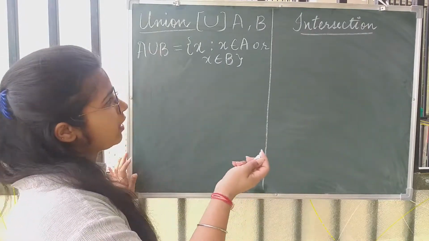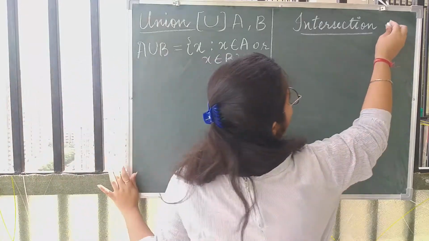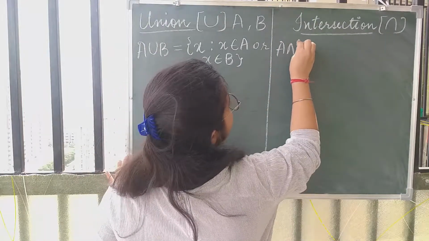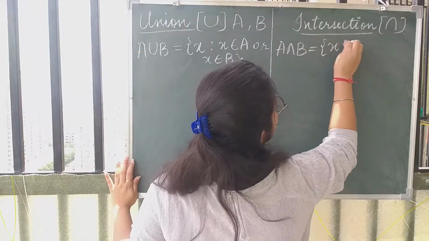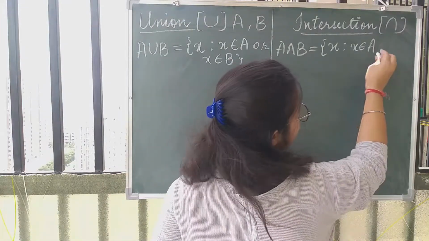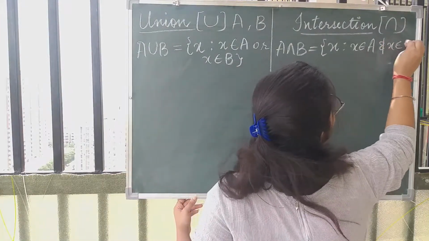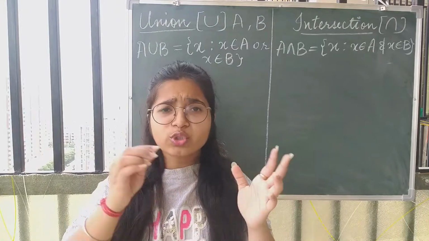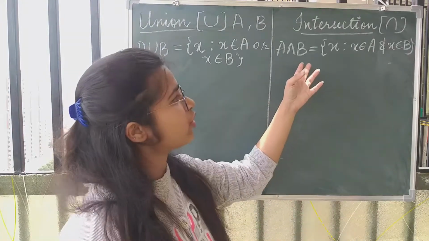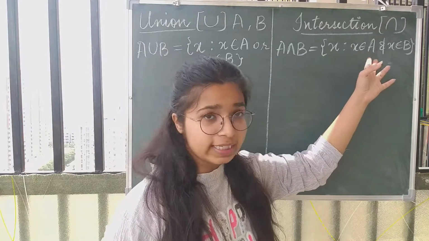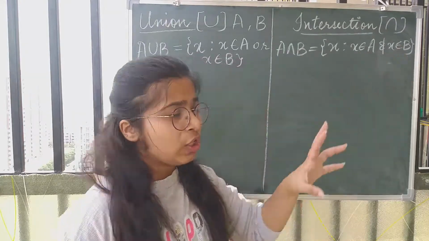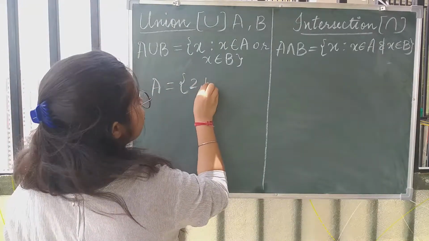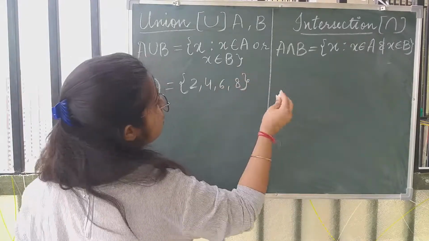Similarly, intersection is sort of opposite to this, and we use the symbol this. So we write A intersection B has all the elements X such that X belongs to A and X belongs to B. इसका मतलब इंटरसेक्शन ऑफ टू सेट्स में वो सारे एलिमेंट्स होते हैं जो दोनों ही सेट्स में हो. So we write A intersection B is the set of all those elements which are in A as well as in B.